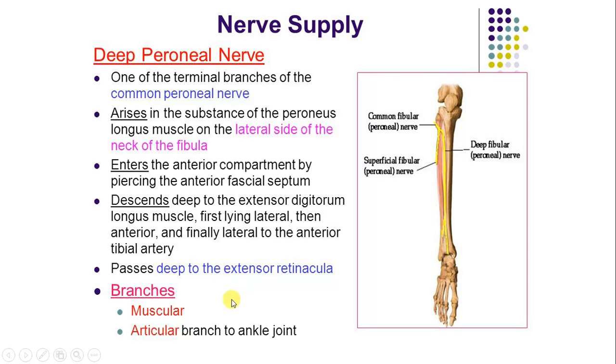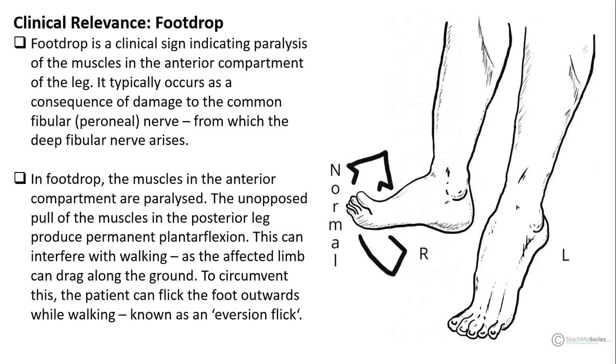Then it will give muscular branches and articular branches to the ankle joint, obviously. So these are important relations of the deep peroneal nerve, and questions can be made from this, and these all are lying deep to the muscles of the anterior compartment of the leg.